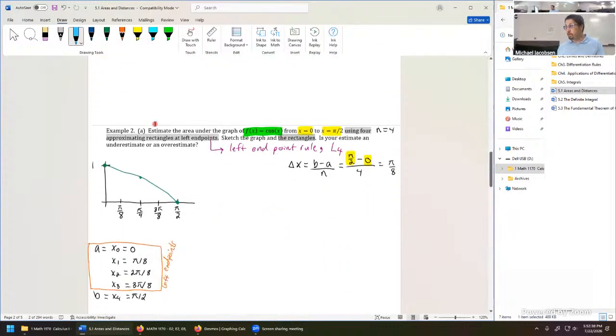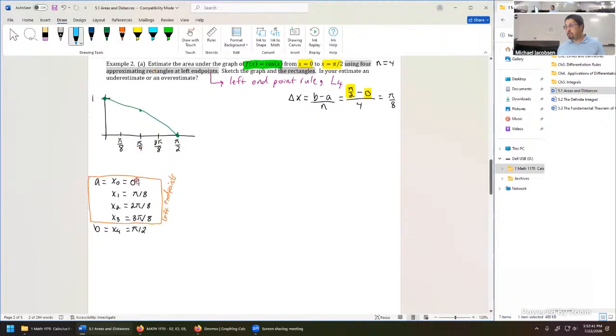However, if we're using the left endpoint rule, our very first left endpoint is at 0. So that means we start right at that value 0. That's going to determine the height of the rectangle. So the first rectangle goes all the way here. And this is what we mean by left endpoint. We move to the right. We end right at pi over 8 in that interval. And so this is going to be the first approximating rectangle.